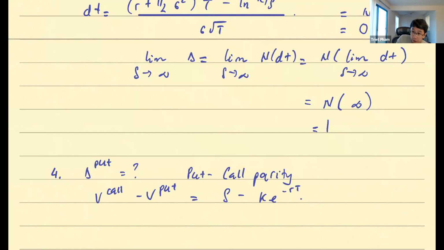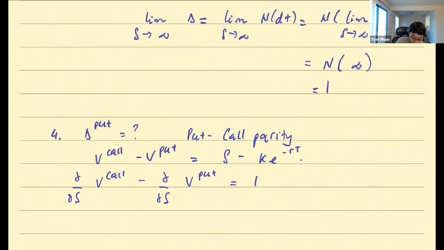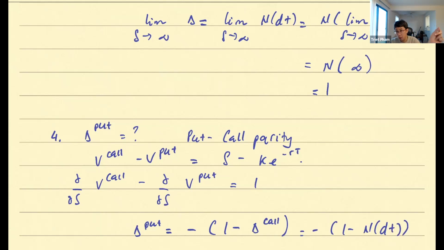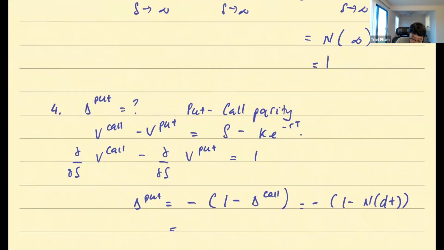And you can deduce all your derivatives from here. For example, if you differentiate with respect to S, which is the delta, then that means you differentiate this with respect to S, and you see that's clearly 1. And so that means your delta put is minus of 1 minus delta call. But we know what 1 minus N(d plus) is. If you do 1 minus, it just goes to the other side of the normal table, which is N(minus d plus), like that.